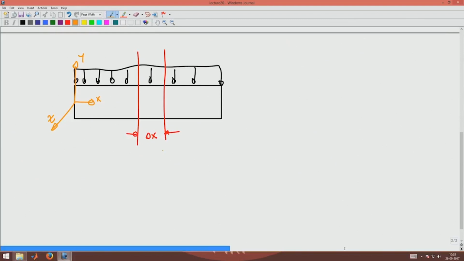Now, apart from sectioning along a vertical line parallel to the y axis, I want to section it along a line parallel to the x axis also, like this. Okay. I want to section it like this. Let us assume that this distance is some arbitrary distance y, and let us assume that this distance is some arbitrary distance x. Okay. Now, I want to draw the free body diagram of this cut section.